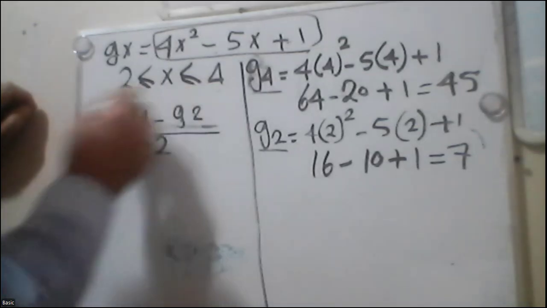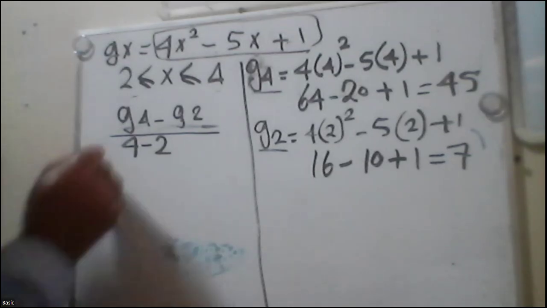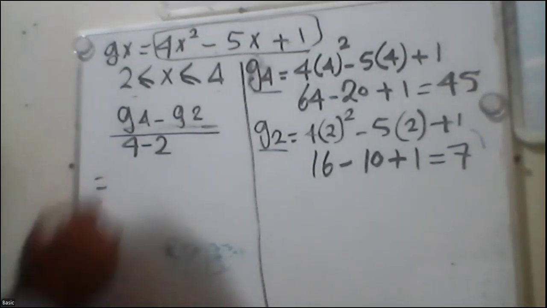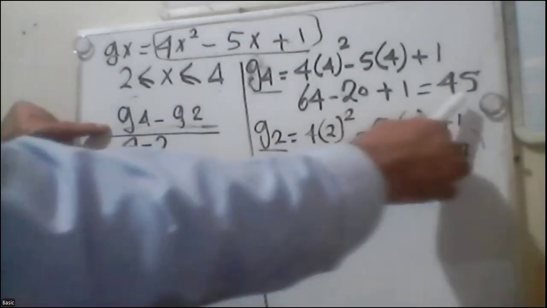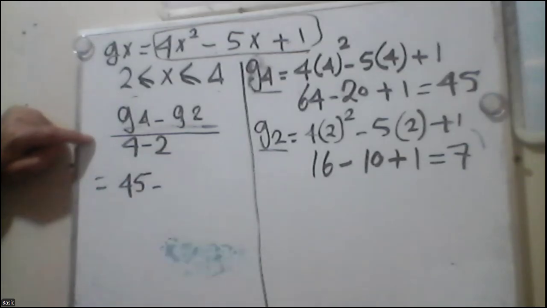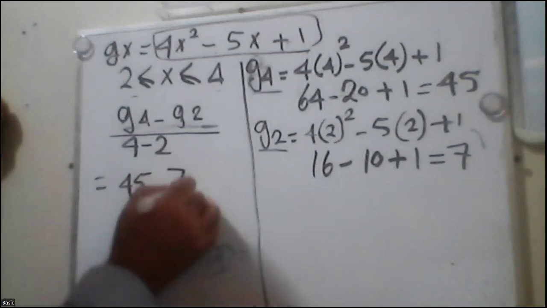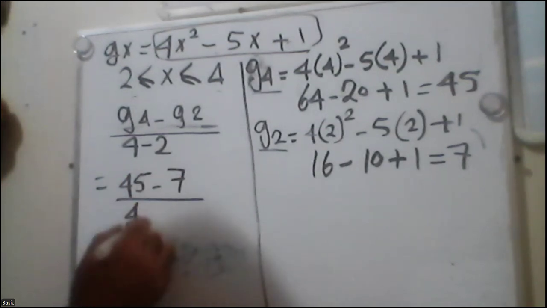And the range here from 4 to 2 is fine. Then I can substitute in the formula now. So this will equal g(4). How much is g(4)? 45. Minus g(2). How much is g(2)? 7. Divided by 4 minus 2.